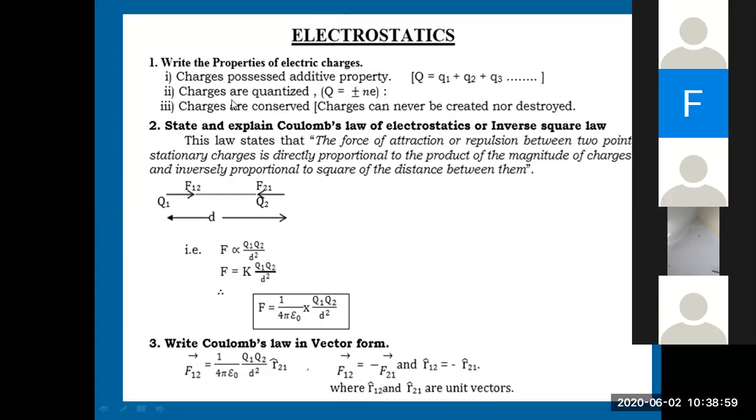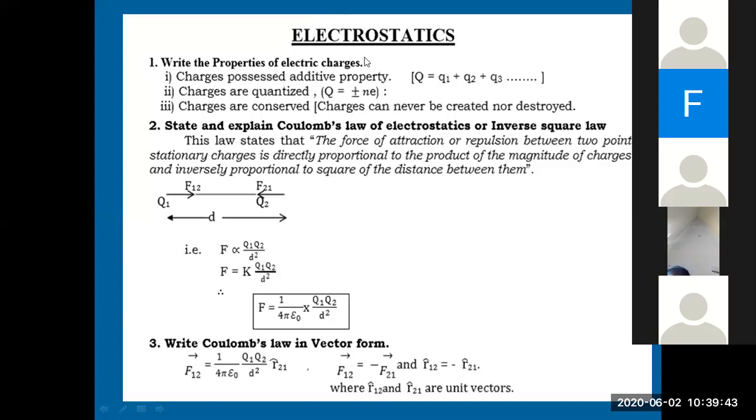Second point, charges are quantized. What is quantization? Any charge can be expressed as an integral multiple of e. e is the charge of an electron, 1.6 into 10 to the power of minus 19 coulomb. So if I have 5 charges, the total charge will be equal to 5 into 1.6 into 10 to the power of minus 19 coulomb. So what does quantization mean? Any charge can be expressed as an integral multiple of e. Integral multiple means it should be multiplied by n.